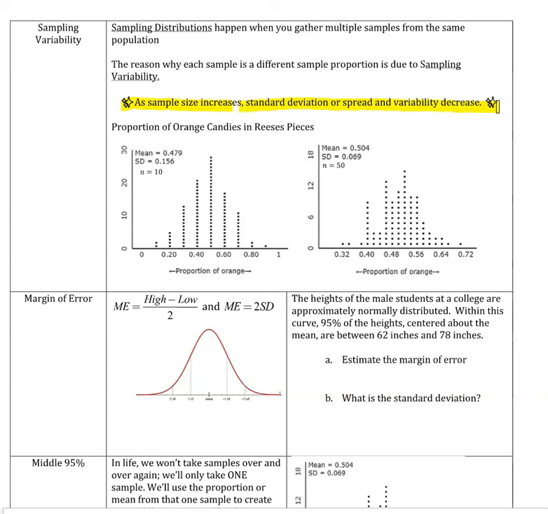What you're looking at below are two sampling distributions of the proportion of orange candies in Reese's Pieces, and I used my Rossman Chance simulator from class to generate this data. The first has a sample size of 10, and the second has a sample size of 50. I increased sample size, now compare your standard deviation. It went from 0.156 to 0.069. Because sample size increased, standard deviation decreased, and your data gets tighter around the center of your distribution.